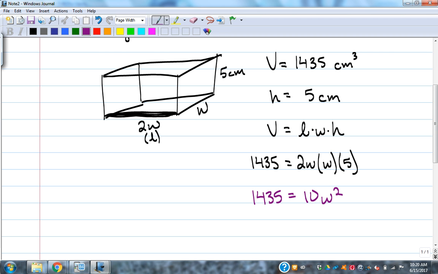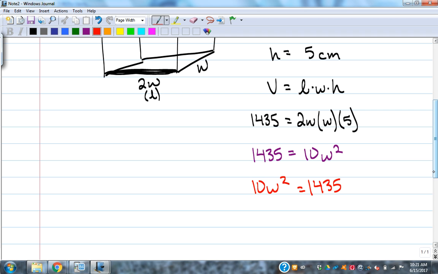Hey, what do you know? That looks like one of the problems that we just solved in section 1.4. It's quadratic because it's got a squared in it. There's not a plain W left in the problem. So that means I could solve this by square roots. It may make you feel more comfortable if I rewrite it this way with the W on the left side. But you've got to get W squared by itself.